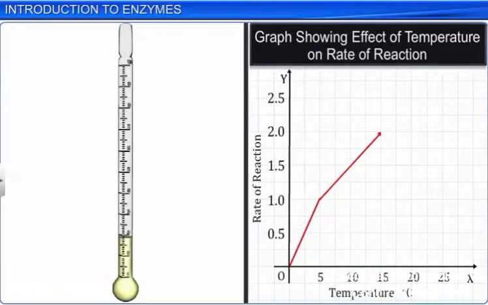This rate generally doubles or decreases by half for every 10-degree change in temperature in either direction. For example, consider that a particular reaction is taking place at 5 degrees with the rate of reaction as 1 unit. When the temperature is increased by 10 degrees, the reaction rate will double to 2 units. Similarly, if the temperature is decreased by 10 degrees, the reaction rate will become half.